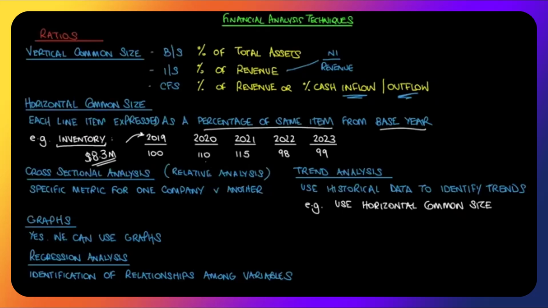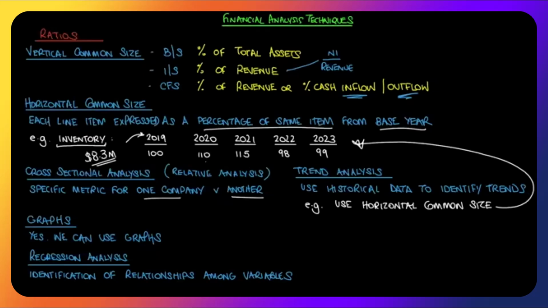How do we use ratio analysis? We've already said this, I think, at least twice. Cross-sectional, one company versus another, sometimes known as relative analysis, or trend. Over time, what would be useful for trend analysis? Horizontal common size. It also mentions graphs, a visual approach. Yes, as I say there, we can use graphs. I don't have much more value to add to that. I think we all know what a graph is.